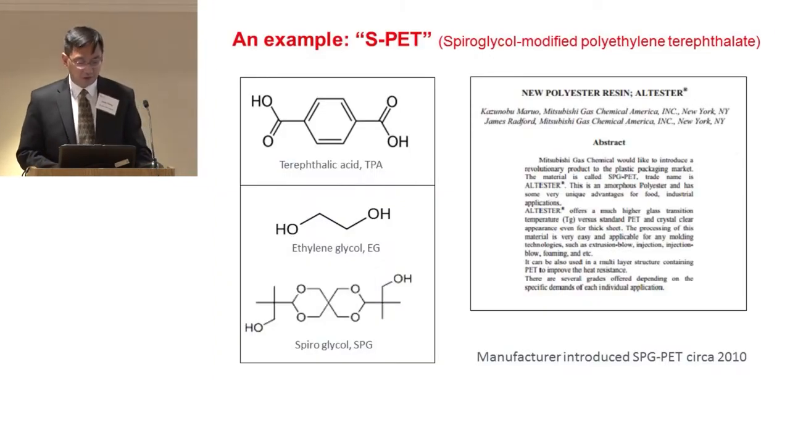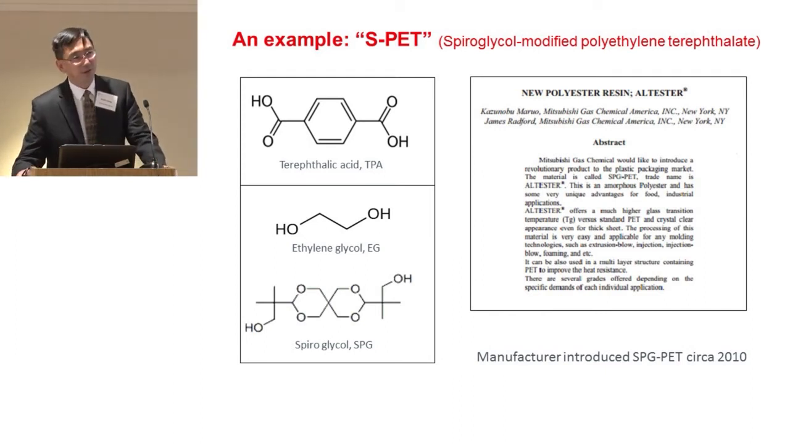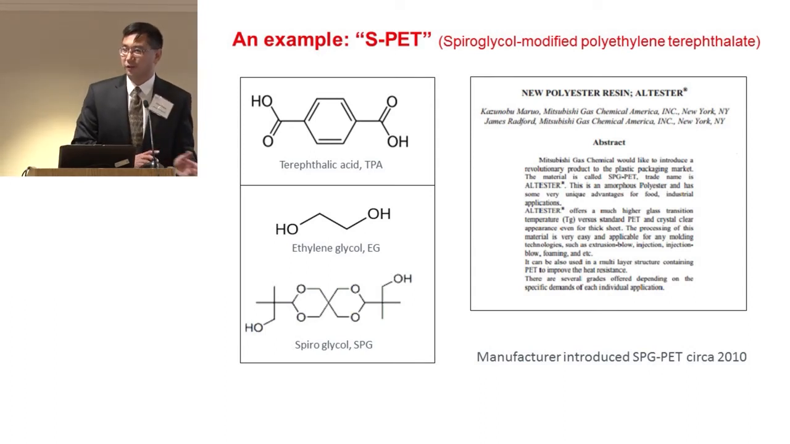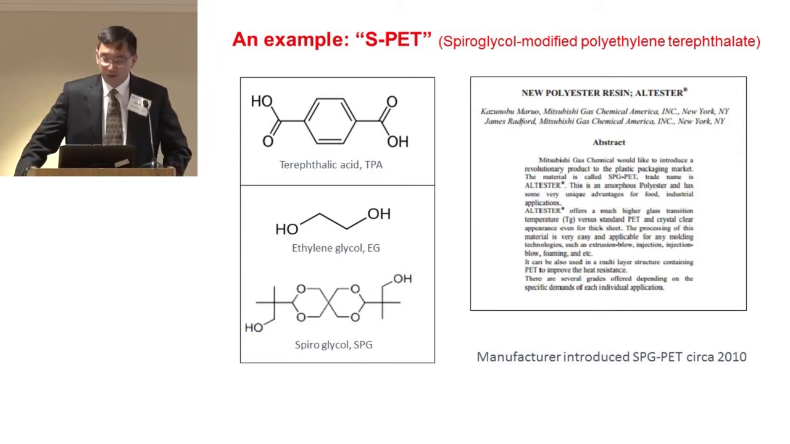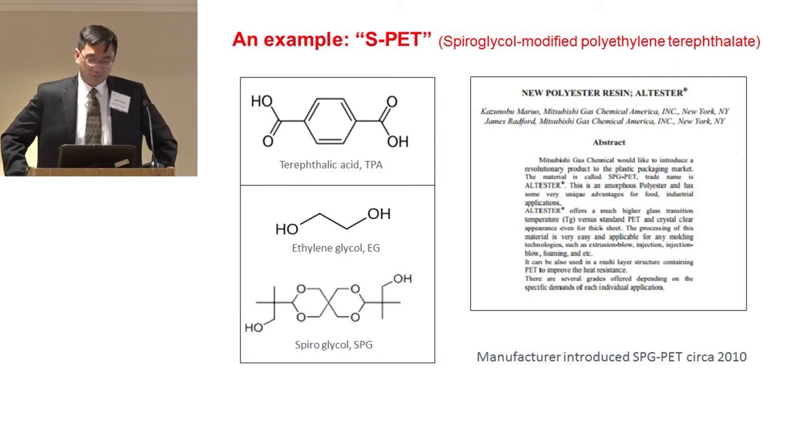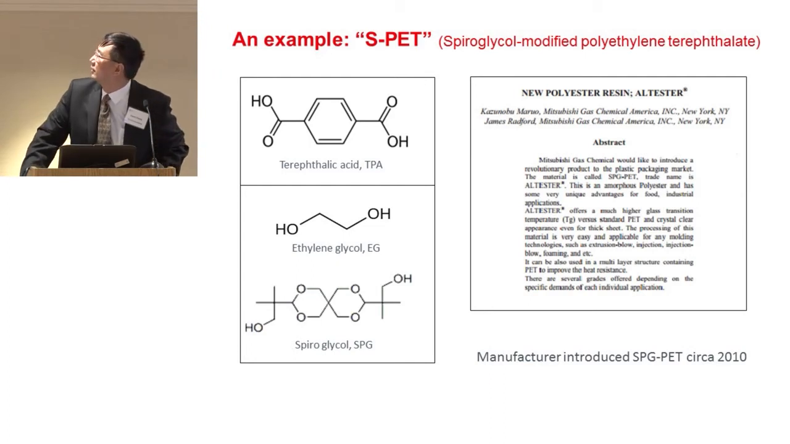For the purpose of this, I'm going to use a food contact substance or particular material, and I'm just using this as an example for the purpose of illustration. This particular material is called SPAT, or simply SPG modified terephthalate. It's a polyester that was introduced by Mitsubishi Gas Chemical and uses a special glycol called spiroglycol, which is shown at the lower left. Okay?